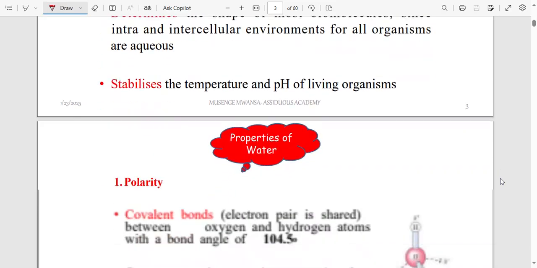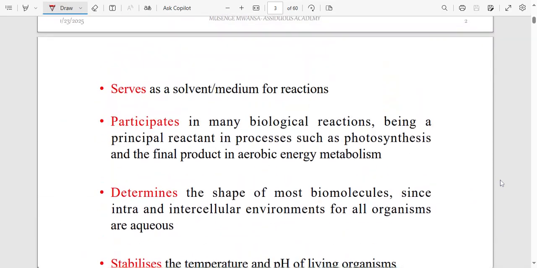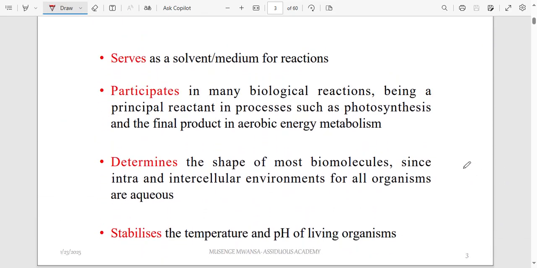So let's go. We talk about the properties of water. The first thing is, what is the importance of water? Why should we talk about water? So number one, water serves as a solvent. And because it serves as a solvent, it means that the majority of the reactions are going to be happening in water. That's why you need to know about water.